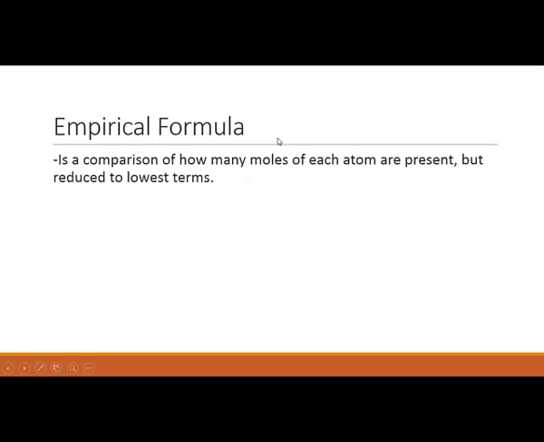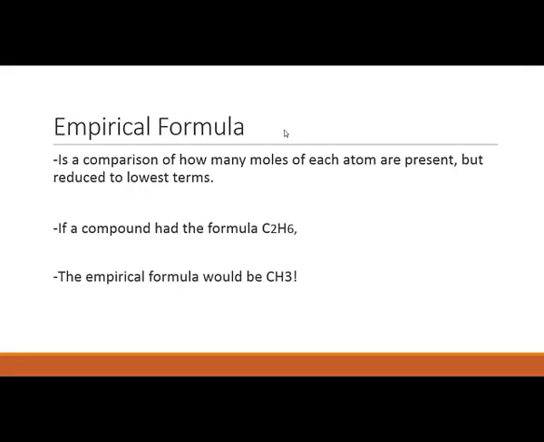The other relevant term is empirical formula. The empirical formula is just a comparison of how many moles of each element are present in the compound, but reduced to lowest terms. For example, if you had the compound C2H6, you could divide each number by 2 to reach lowest terms. This leaves you with an empirical formula of CH3.